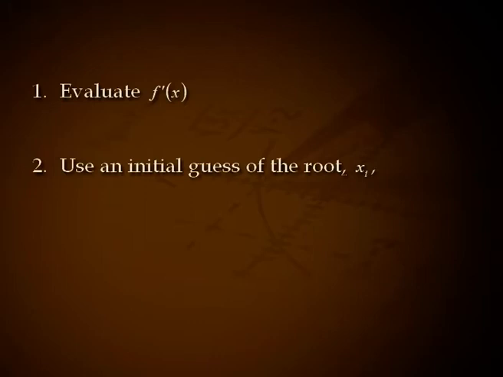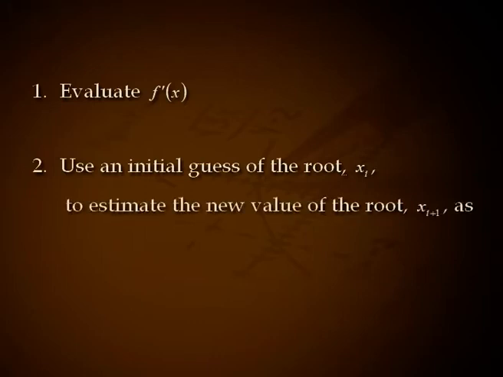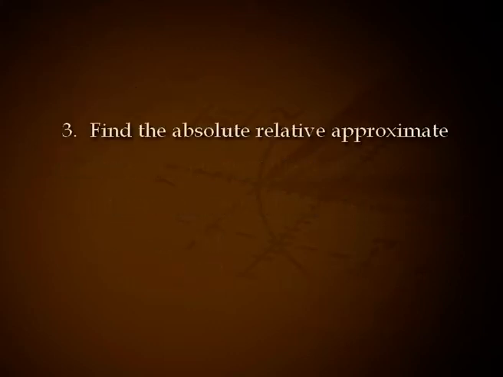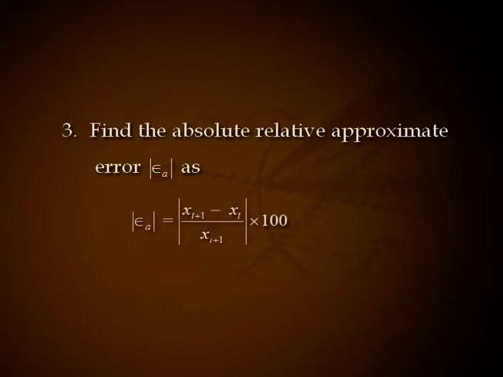Algorithm. The steps of the Newton-Raphson method to find the root of an equation f(x) = 0 are: 1. Evaluate f'(x). 2. Use an initial guess of the root xi to estimate the new value of the root x(i+1) as x(i+1) = xi - f(xi)/f'(xi). 3. Find the absolute relative approximate error modulus of epsilon a as modulus of epsilon a = modulus of (x(i+1) - xi)/x(i+1) times 100.